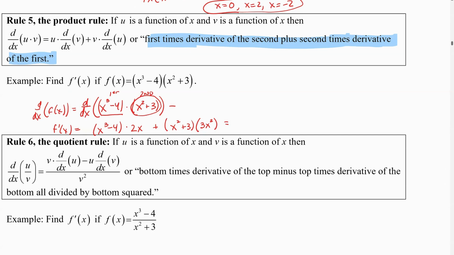And if you're being extremely conscientious, you can get rid of all the parentheses. 2x times x cubed is 2x to the 4th. 2x times minus 4 is negative 8x. And that would be plus 3x to the 4th plus 9x squared. If we then combine our like terms, we get 5x to the 4th plus 9x squared minus 8x.